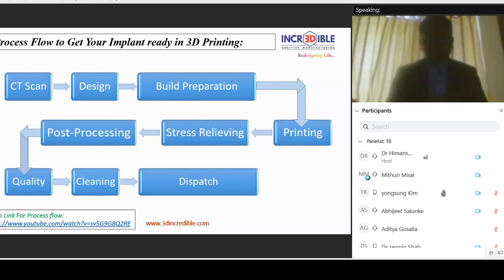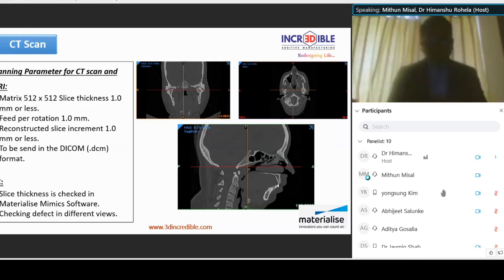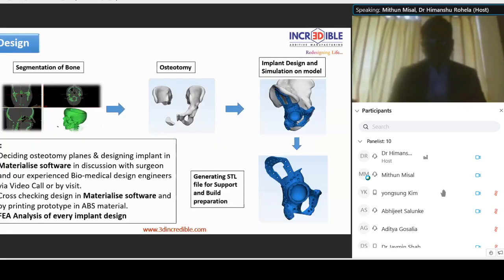For the CT scan, we need a 1 mm slice thickness CT scan, and as I said, at every stage we have quality control data. At the time of analyzing the CT scan and MRI, we use various software to check the quality. If the quality is as per the SOP, we proceed further to creating the defect or segmentation of the bone. We use Materialise software to segment the bone. In the images, we can see here, we create the bony anatomy with the segmentation in minute detail.